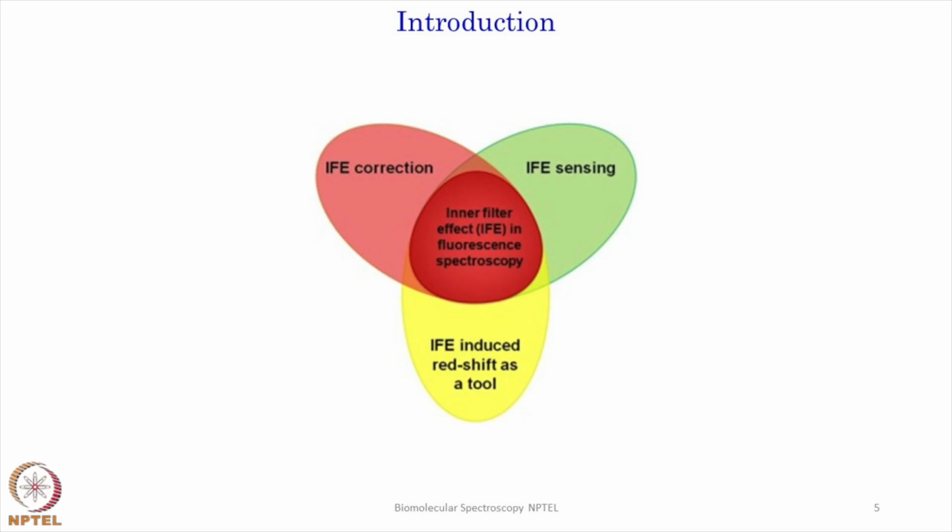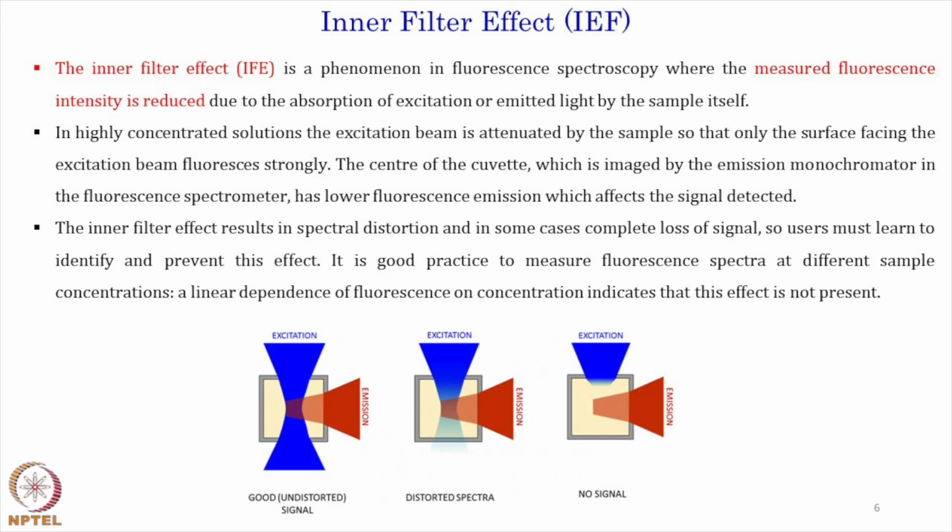So, let us understand what is inner filter effect, right. What the name suggests, something is happening inside, inner filter and some effect is happening. So, it is a phenomenon in fluorescence spectroscopy where the measured fluorescence intensity is reduced, right. There are so many causes we already discussed that contribute towards this reduction, one more has come, and this phenomenon is called inner filter. So, it changes the fluorescence emission or absorption, and this is happening because of absorption of excitation or emitted light by the sample itself, right. So, if the sample is absorbing itself, what property does it have?